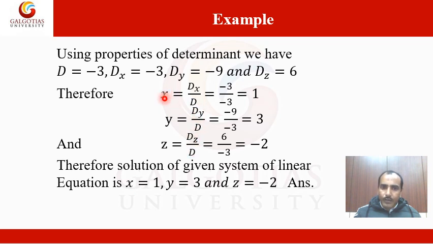So the value of x is the value of determinant Dx upon the value of determinant D. So x equal to minus 3 upon minus 3, that is 1. Similarly, y is minus 9 upon minus 3, that is 3, and z is 6 upon minus 3, that is minus 2. So the solution of the given system of linear equations in three variables is x equal to 1, y equal to 3 and z equal to minus 2 by using Cramer's rule.